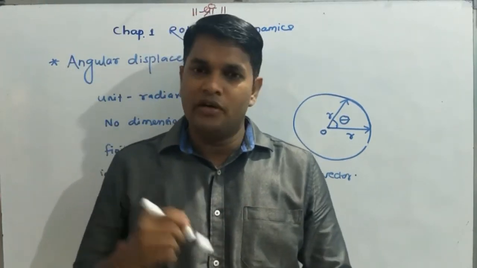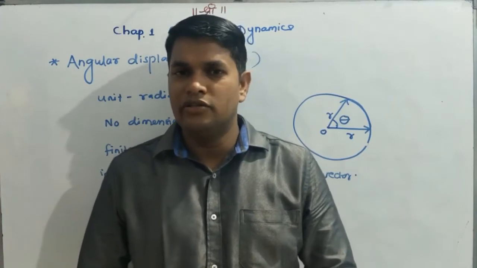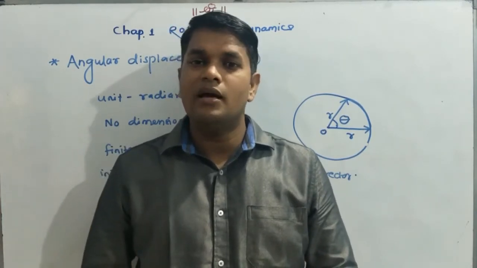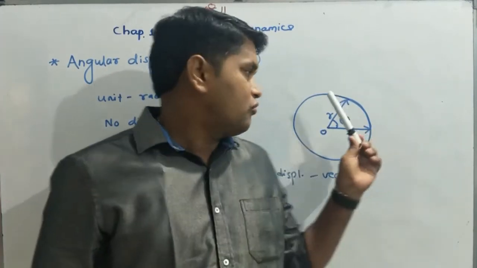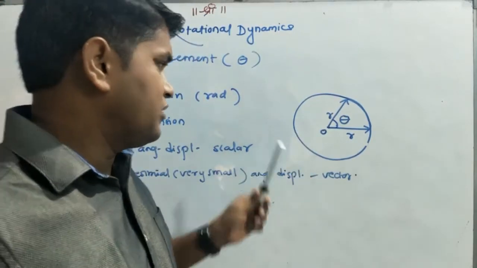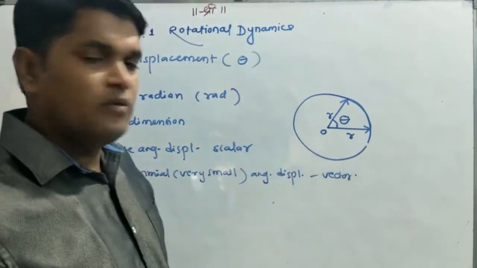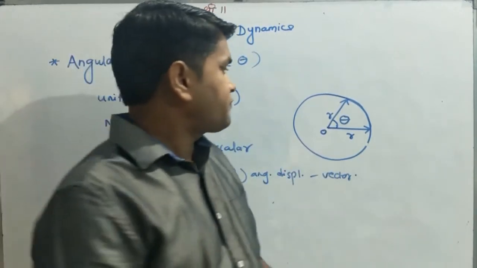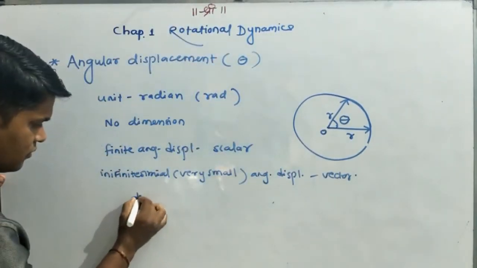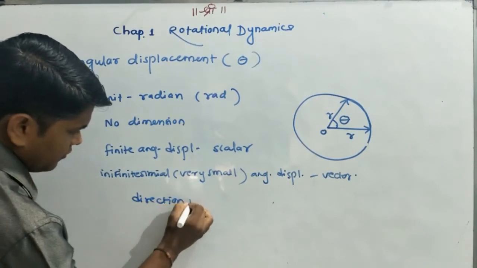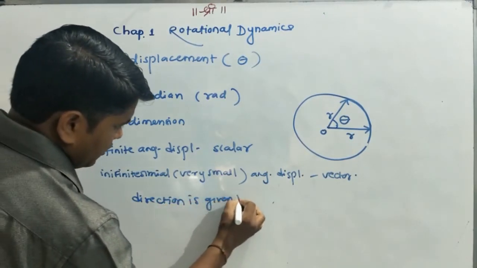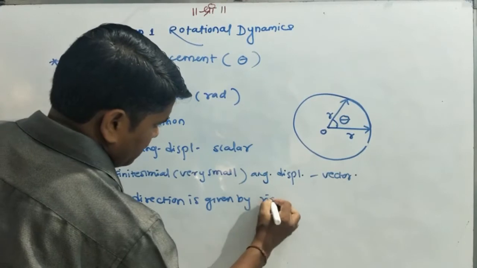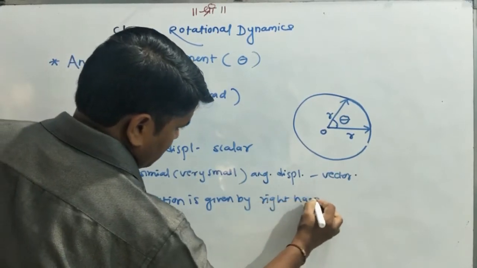Angular displacement, being a vector quantity, has direction, and its direction is given by the right hand thumb rule. So to show the direction of angular displacement, we have to study the right hand thumb rule.